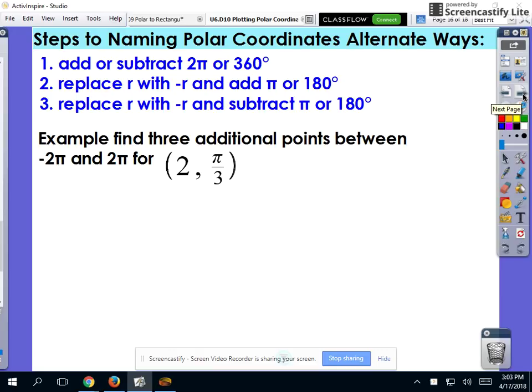So steps for naming. You're going to add or subtract 2 pi, depending on what you can. Then you're going to replace r with -r and add 180. And then you're going to subtract 180, or pi. Pretty simple. Let's go ahead and try this out for 2 pi over 3.